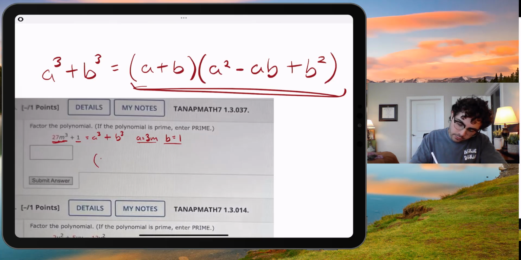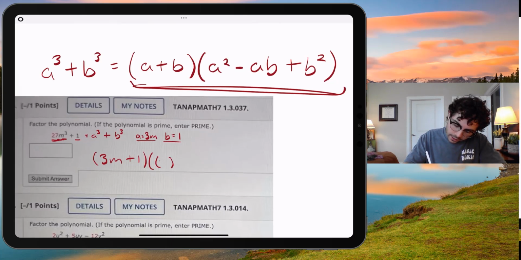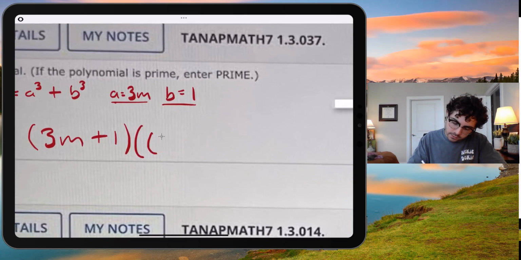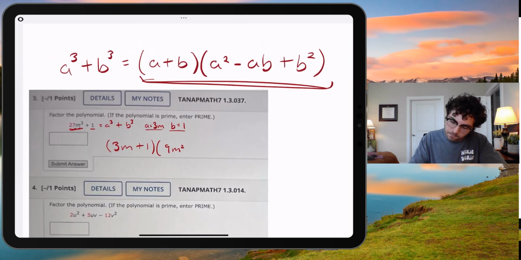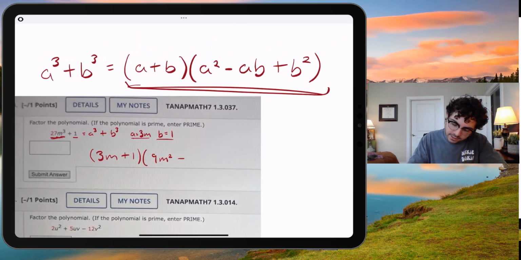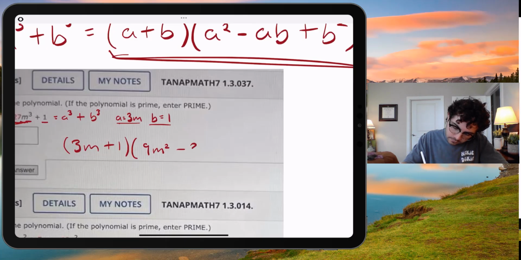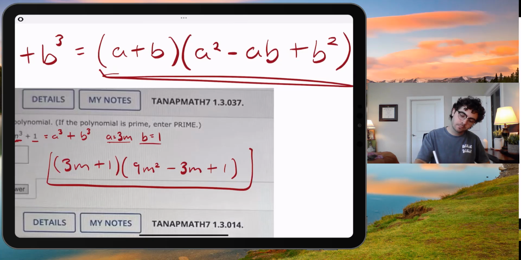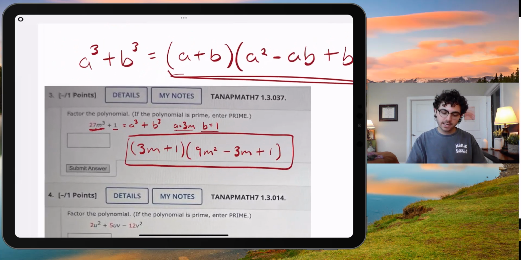So we'll have 3m plus 1 and then 3m squared. So 3m squared you could write out like that, or you could go ahead and square it. So 3m squared would be 3 times 3, which is 9, m times m, which is m squared, minus a times b, so minus 3m times 1, so 3m, and then plus b squared, which is 1 squared, which is 1, and that's all we can do. We're going to leave it just like that.